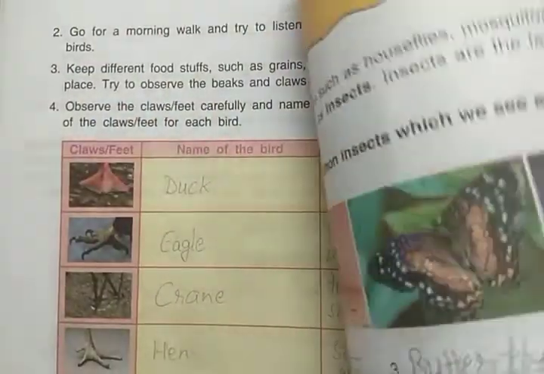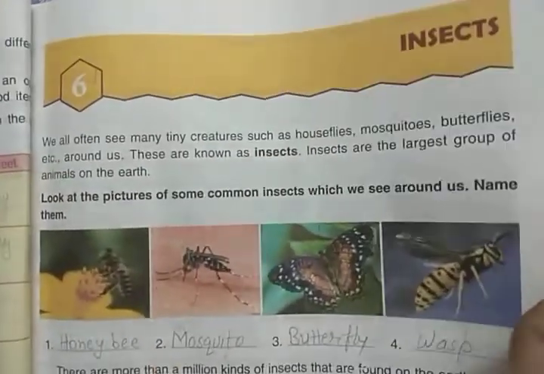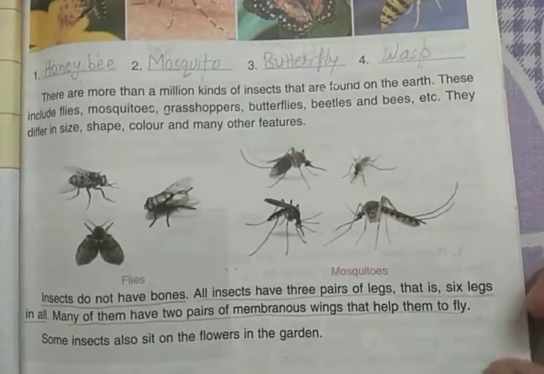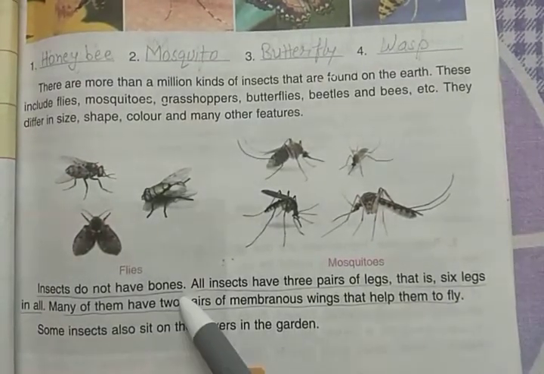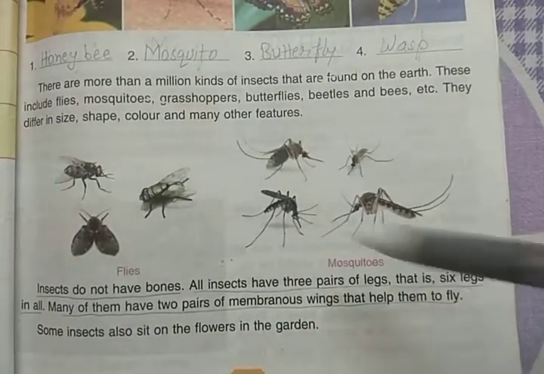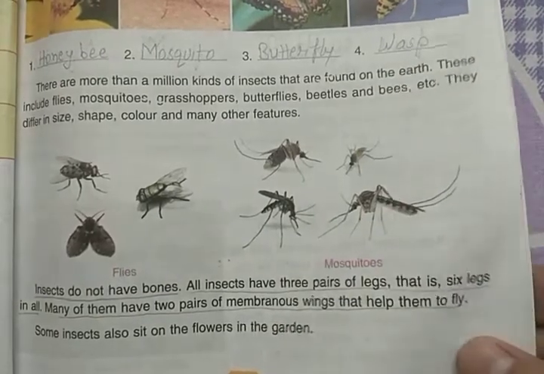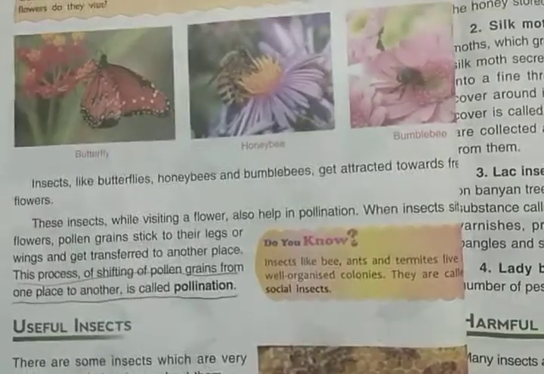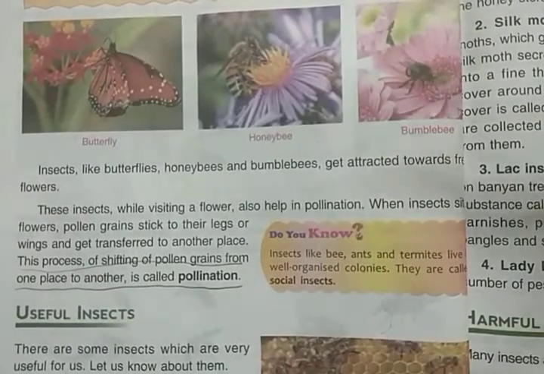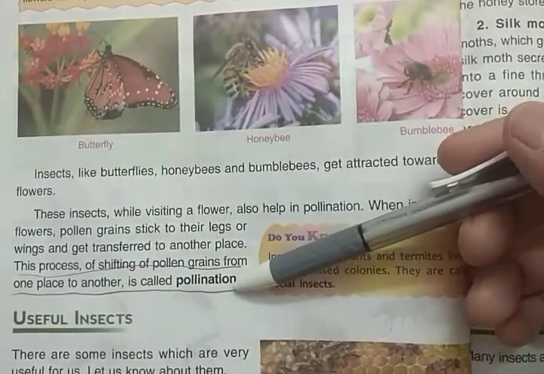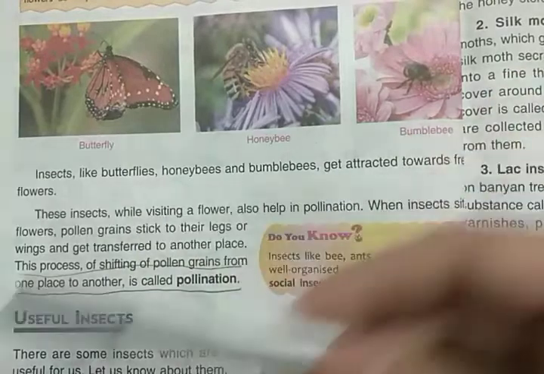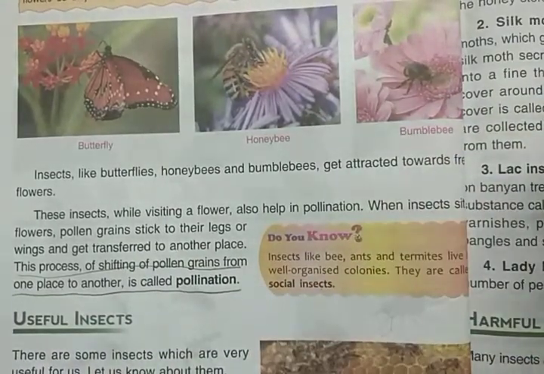So in this chapter we have learned about insects and the features of insects: insects do not have bones, they have 6 legs and 2 pairs of membranous wings that help them to fly. Then we discussed that insects help in pollination, and pollination is the process of shifting pollen grains from one place to another.